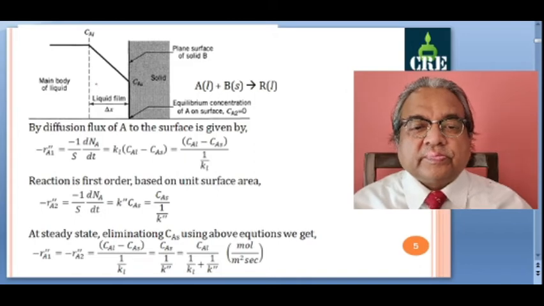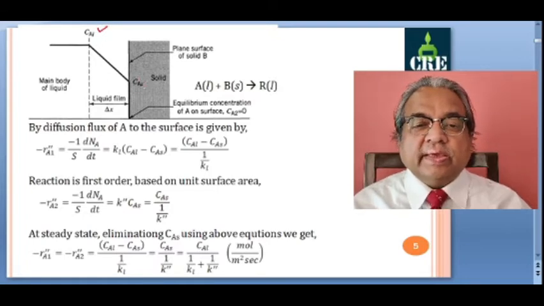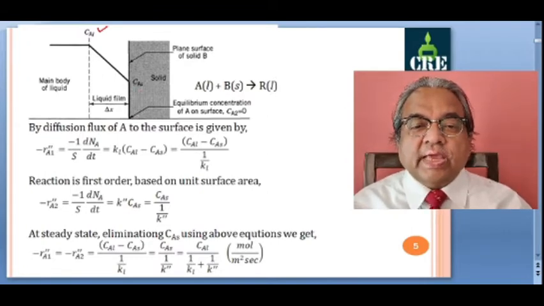Now we'll see a problem where we have a solid here. Here this is the solid surface. Adjacent to this solid surface we have liquid film, and here we have main body of the liquid. In main body of the liquid, the concentration of A is CAL. At the surface it is CAS. So gradient is CAL minus CAS. So within the liquid film, this is the gradient because resistance is offered by the liquid film. This CAS will reduce to this value. We can take it as say 0. Equilibrium concentration of A at the surface is 0.